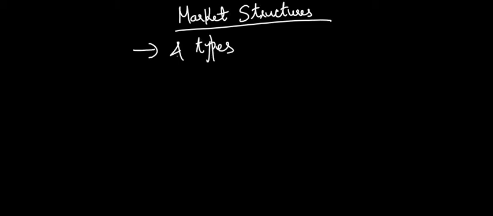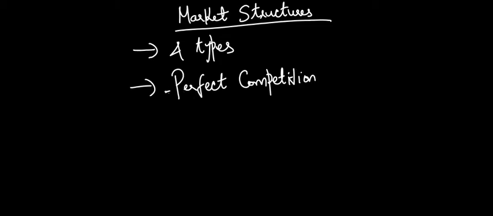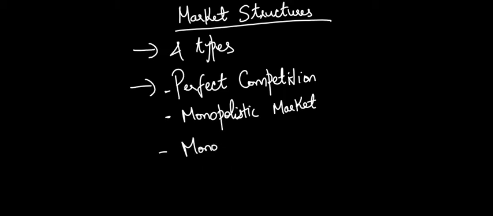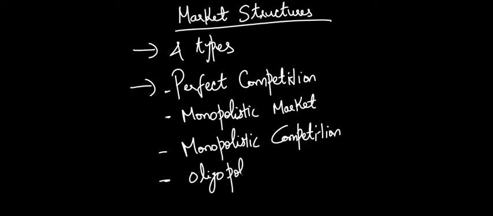What are those 4 types? The 4 types are perfect competition market, monopolistic market, and the third one is monopolistic competitive market, or monopolistic competition, and finally the oligopolistic market. These are the 4 different market structures that the present business environment has in its schema of things. Now let us proceed and see each type of structure in detail.